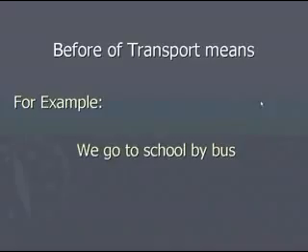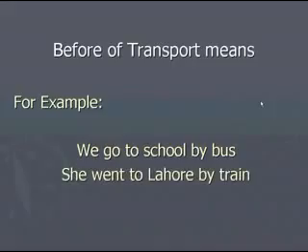And before means of transport, I'm sorry, that's my typing error, I could not rectify it, kindly forgive me for that. For example, we go to school by bus. Whenever you're talking about means or modes of transport, do not use any article before them. Don't say we go to school by a bus or by the bus, right? Just say by bus. We go to school by bus. She went to Lahore by train. So by train, by bus, by airplane, by ship. Do not use any article before modes of transport.